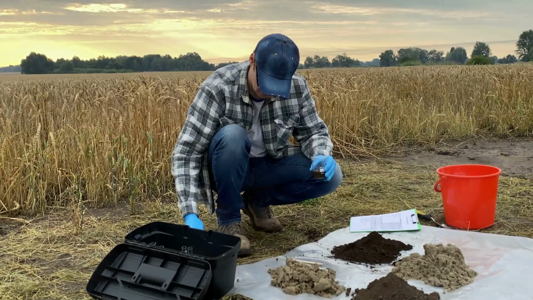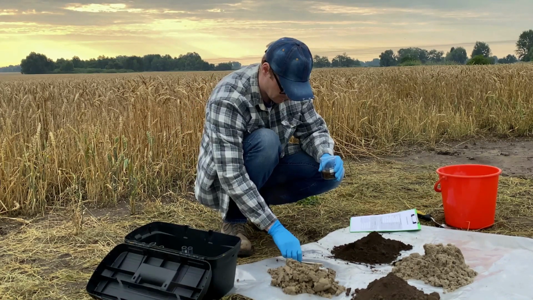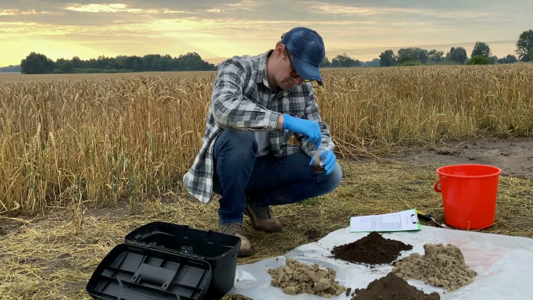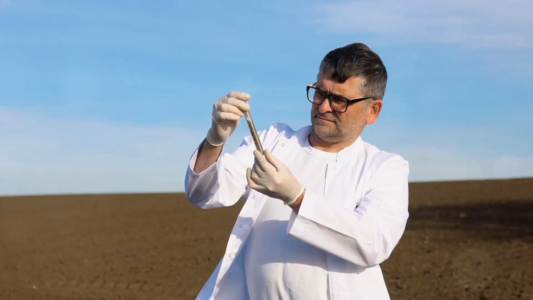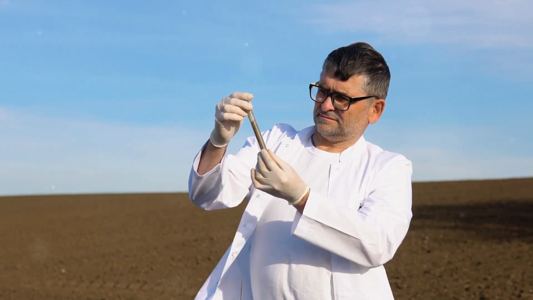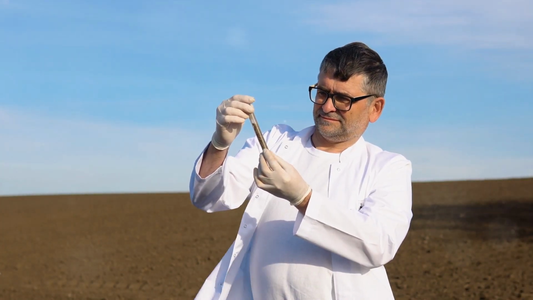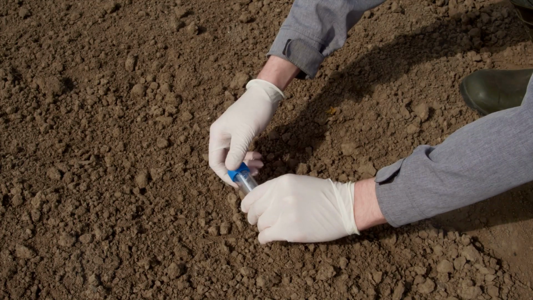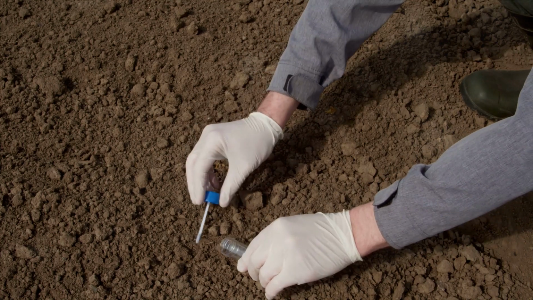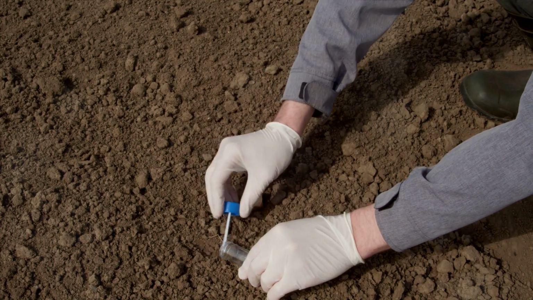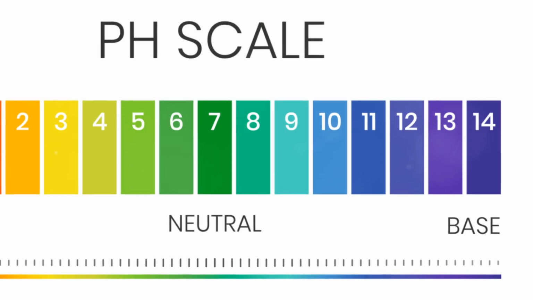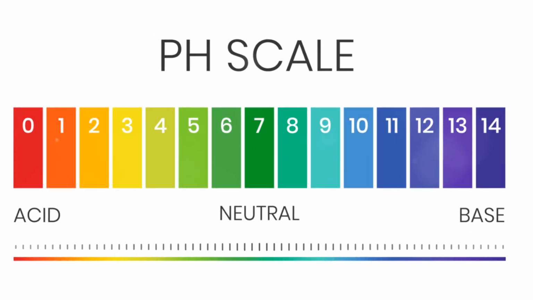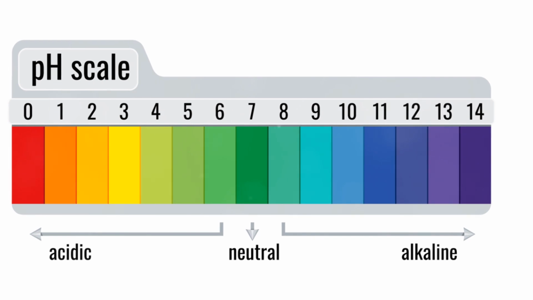Well, to understand soil pH, we first need to grasp the concept of pH itself. Picture pH as a scale that stretches from 0 to 14. This scale measures how acidic or alkaline a substance is. At the middle of the scale, at 7, we have what's considered neutral, neither acidic nor alkaline. Any value less than 7 indicates acidity, while any value greater than 7 suggests alkalinity. Now let's bring this concept down to earth, quite literally, and talk about soil pH.